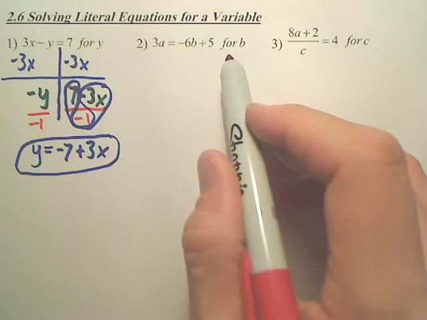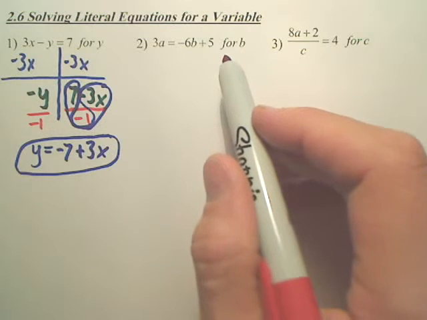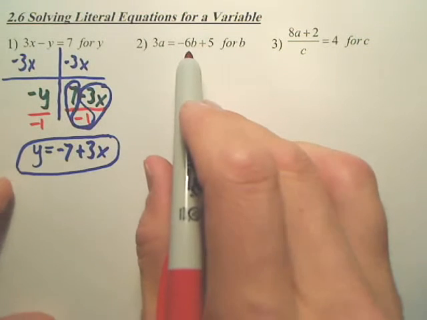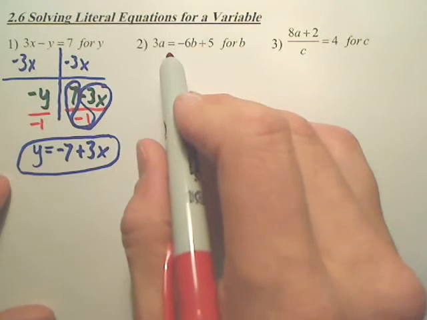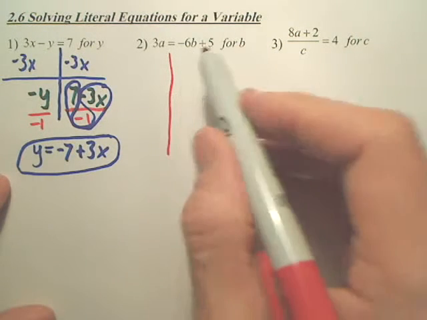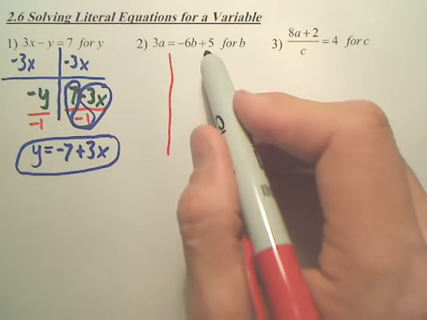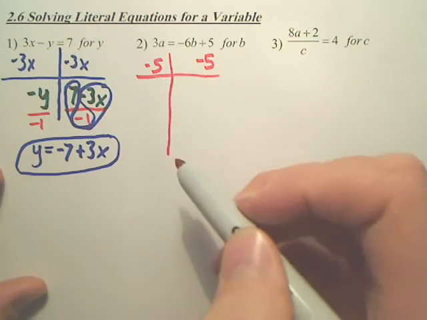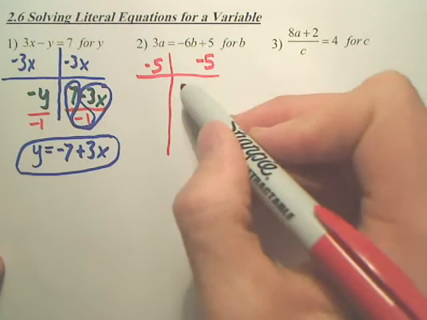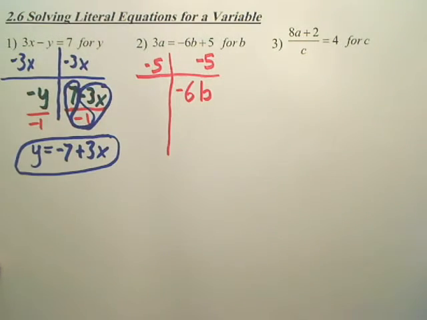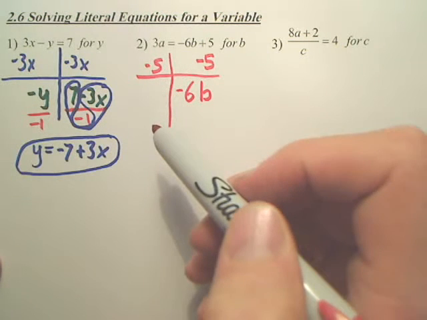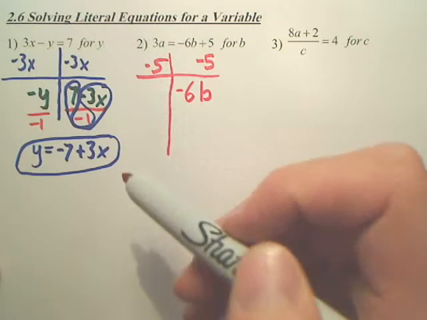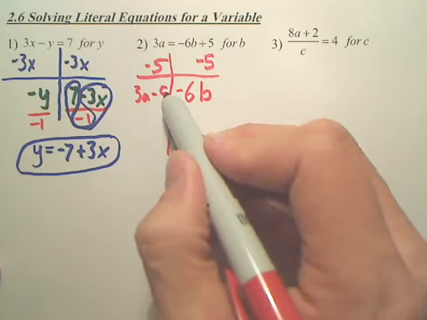This one we're going to solve for b. So if we want to get b by itself, put a line real quick down the equal sign. First get rid of this 5. To get rid of that 5, we minus 5 from both sides. That cancels, leaving us negative 6b. Can you combine a 3a and a negative 5? No. You can't combine letters and numbers, so we end up with 3a minus 5.